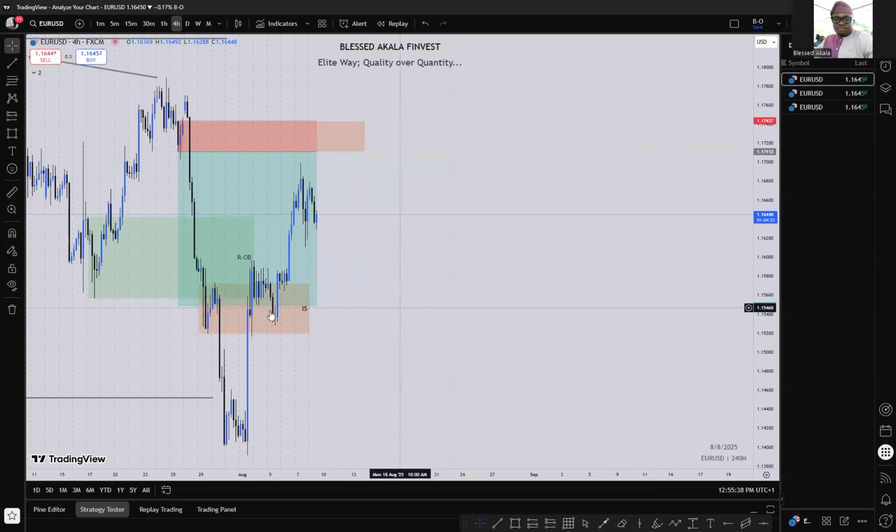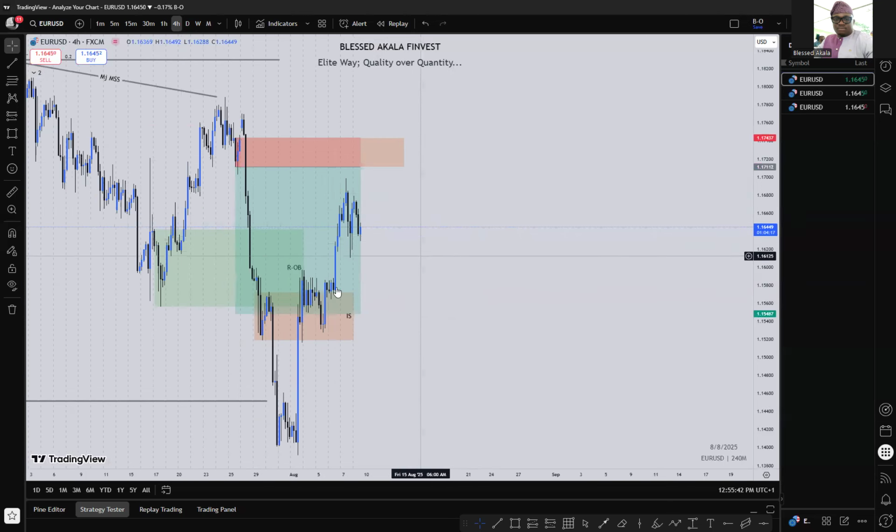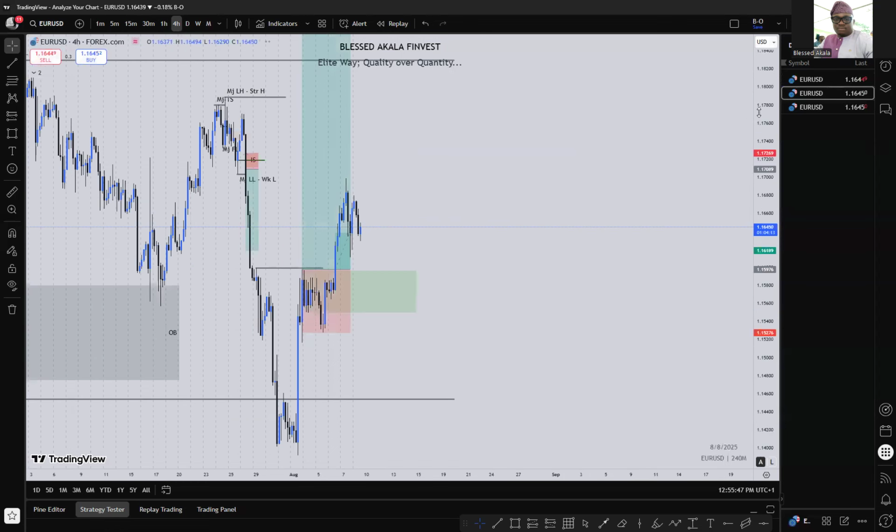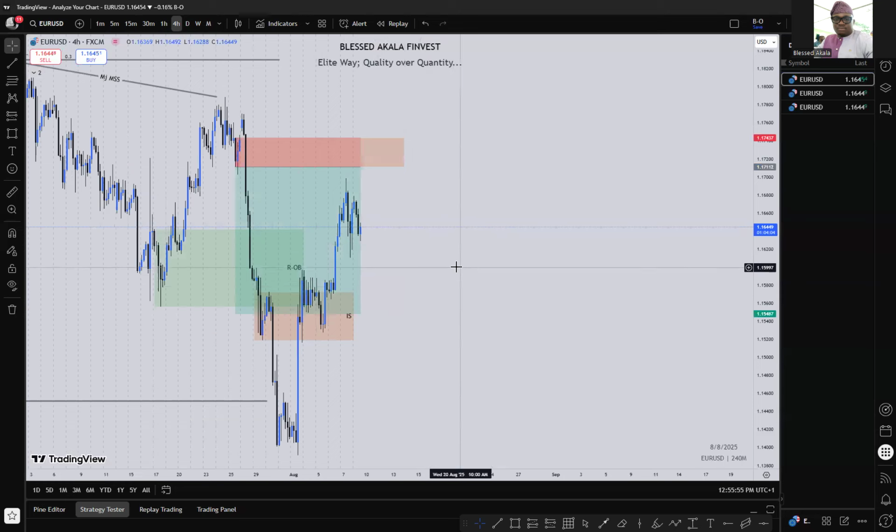So it's kind of back on our internal structure. I'll be anticipating some kind of reaction from this level. I have another order in place, and I'm just trying to verify through all of this.